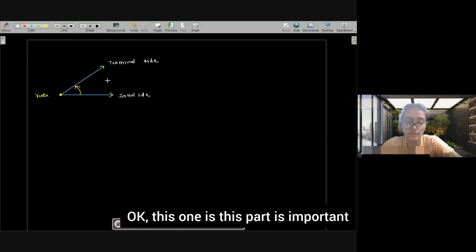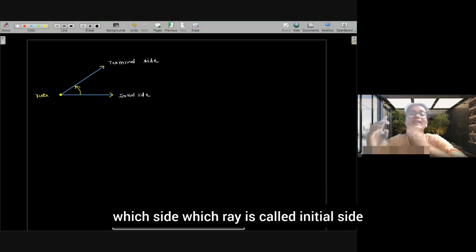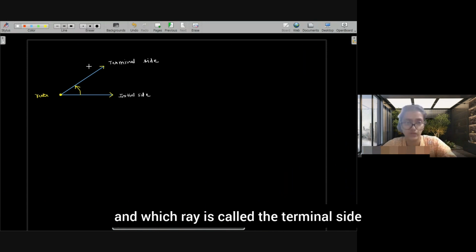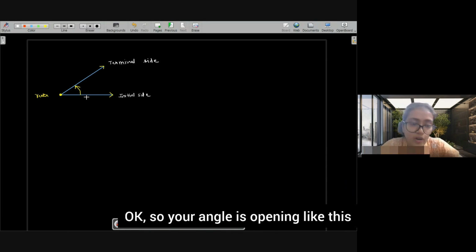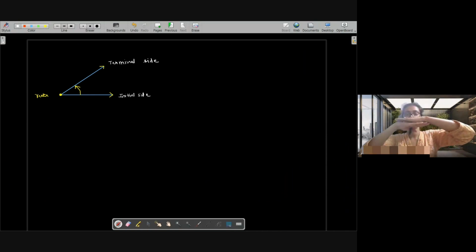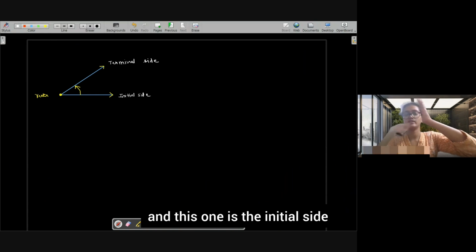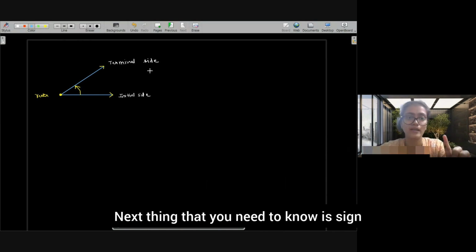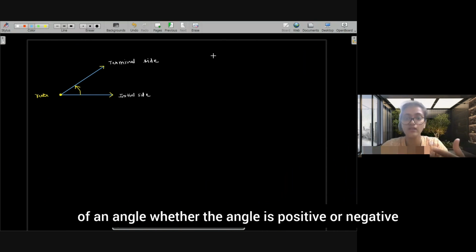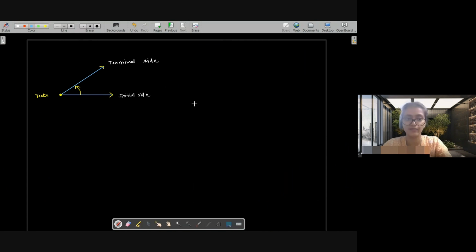Okay, this part is important. Which ray is called the initial side and which ray is called the terminal side. So your angle is opening like this, so this one is the terminal side and this one is the initial side. Next thing that you need to know is the sign of an angle, whether the angle is positive or negative.